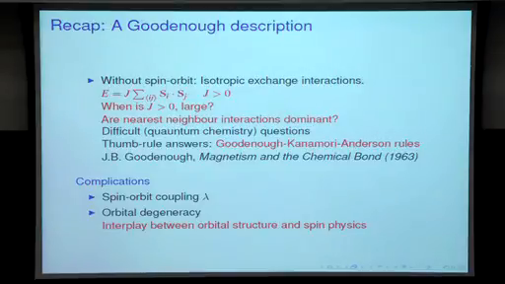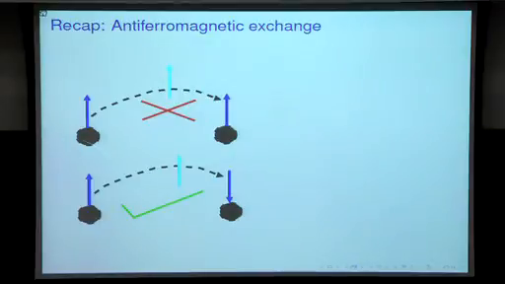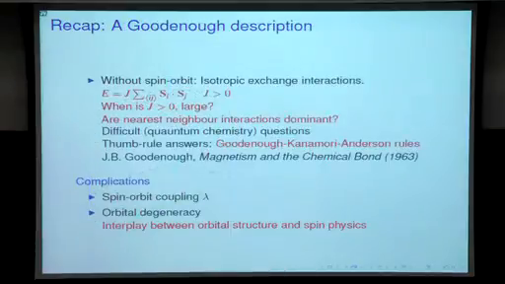In this cartoon I was drawing, there was just a single orbital at each ion that was active, but there can be many orbitals, and the electron can hop from one orbital to another on the same site. These are orbital fluctuations that can affect the nature of the spin Hamiltonian. And this can lead to a lot of very rich physics. That's the general setting.